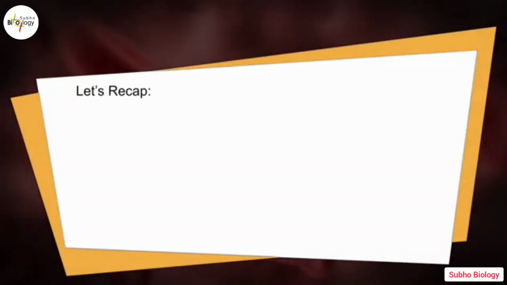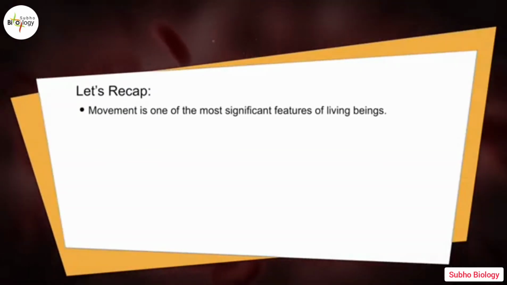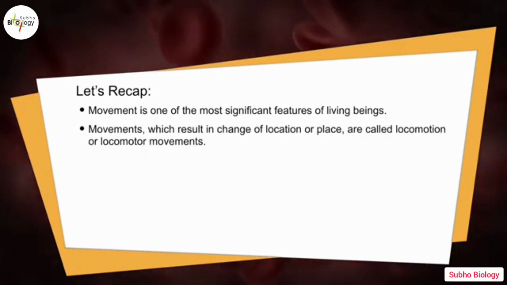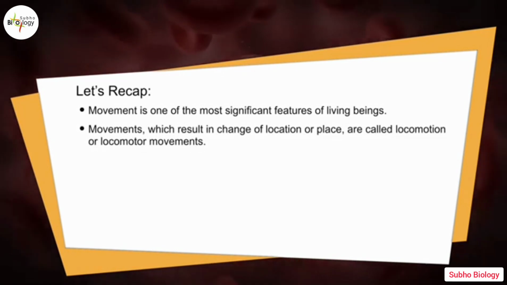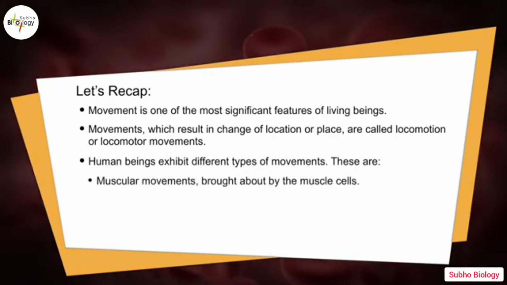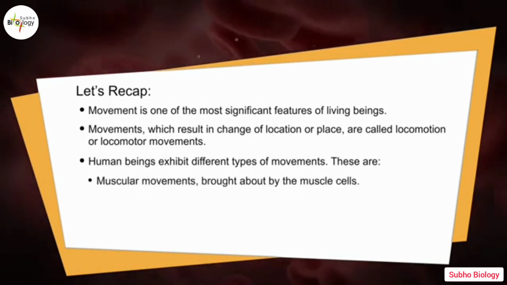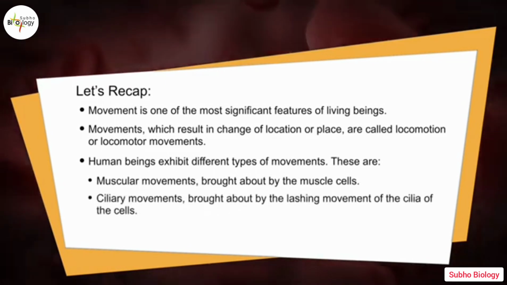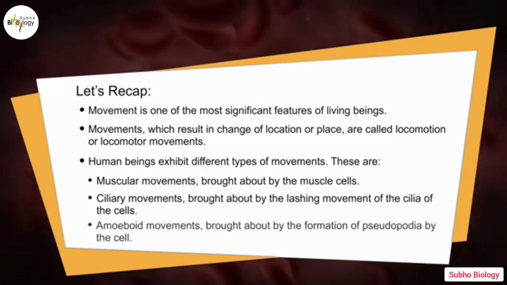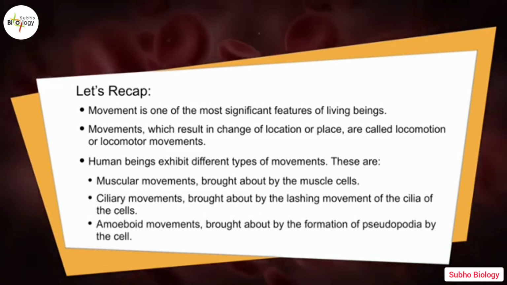Let's recap. Movement is one of the most significant features of living beings. Movements which result in change of location or place are called locomotion or locomotor movements. Human beings exhibit different types of movements. These are muscular movements brought about by the muscle cells, ciliary movements brought about by the lashing movement of the cilia of the cells, amoeboid movements brought about by the formation of pseudopodia by the cell.